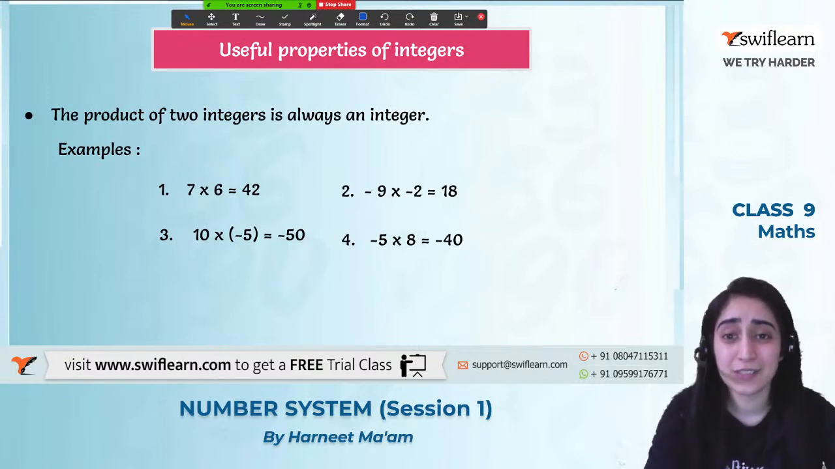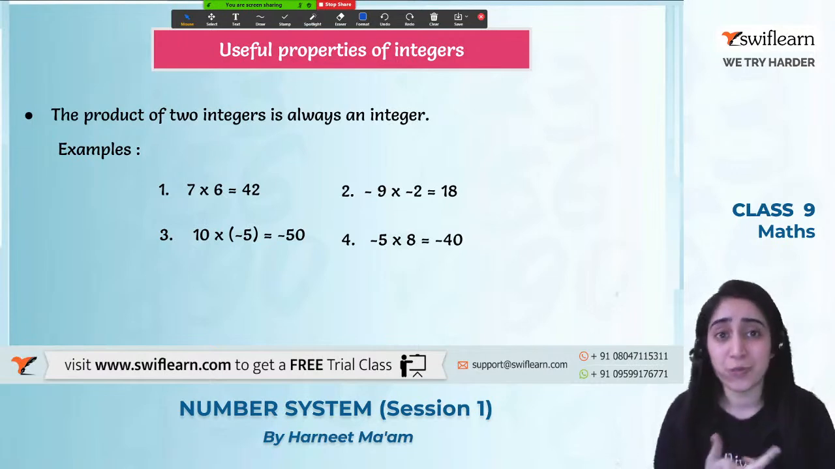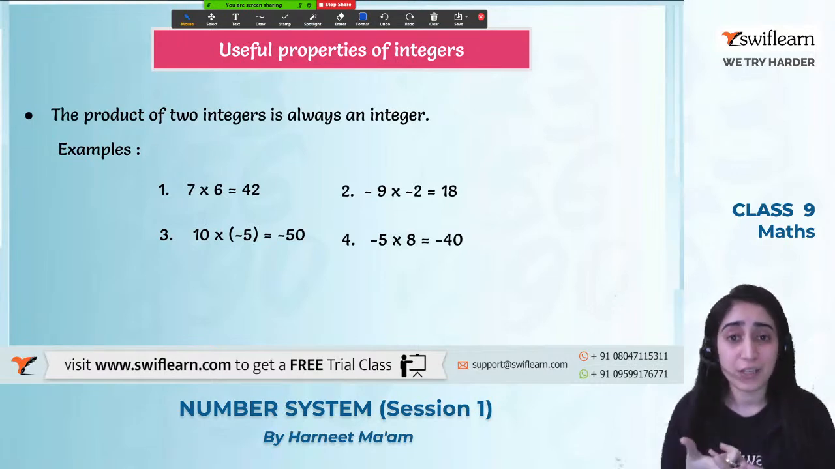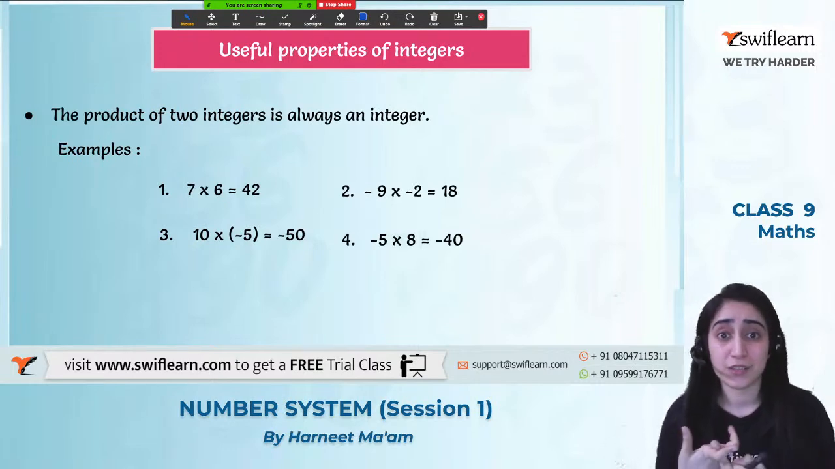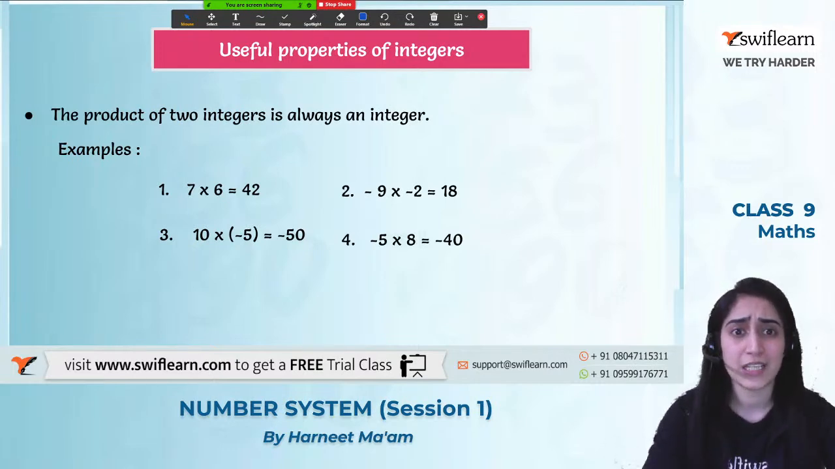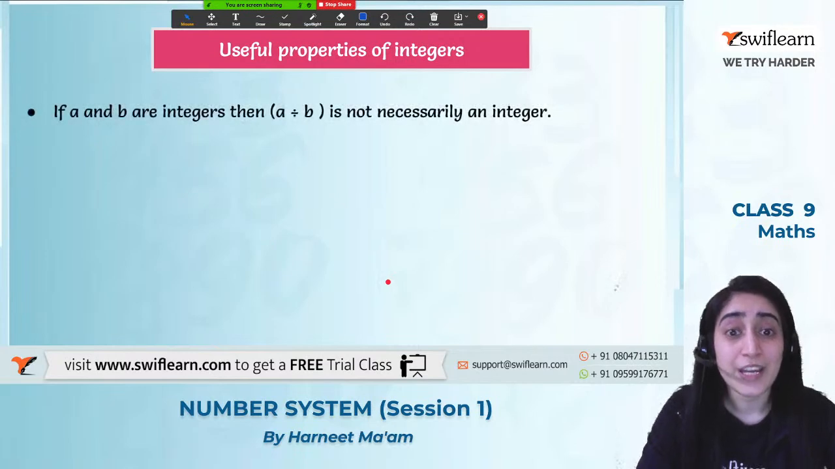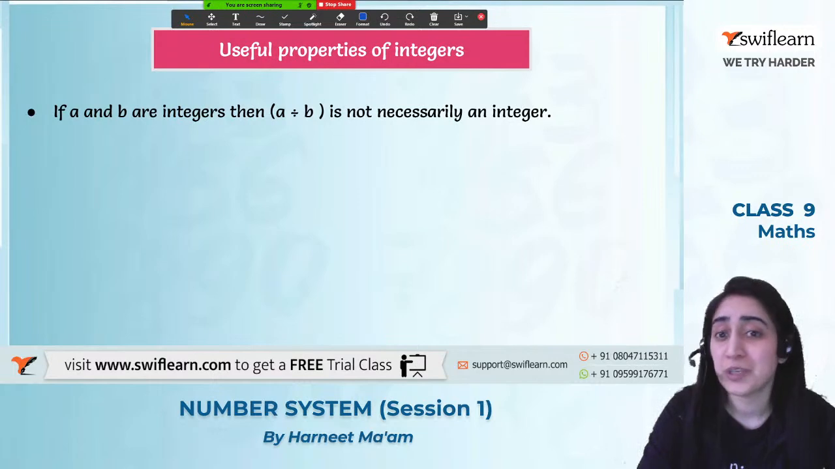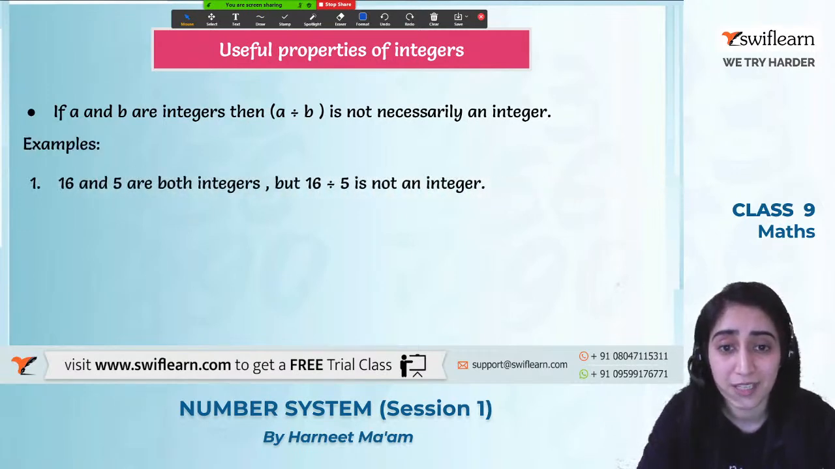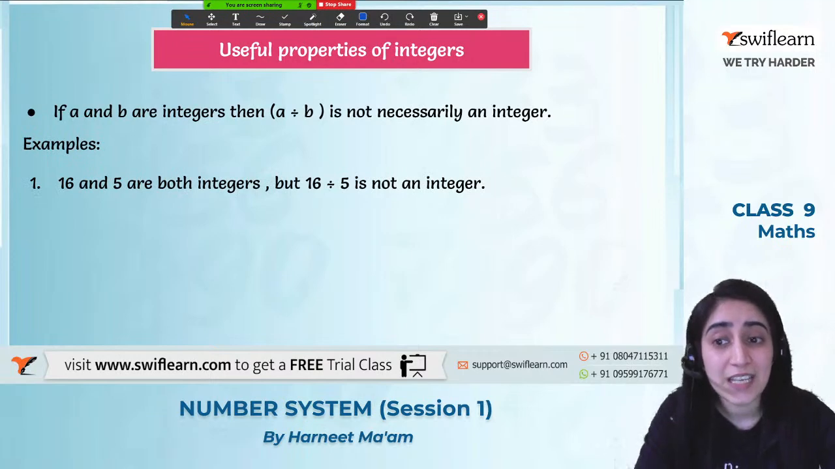Now comes the interesting part. What is exceptional? So far we have understood that when we add two integers, we get an integer. When we subtract two integers, we get an integer. When we multiply, we also get an integer. But what happens on division? Do we get an integer? It is not necessary. When we divide two integers A and B, it is not necessary that we get an integer. Instead, we may get a rational number or an irrational number. Let's see how. 16 by 5.